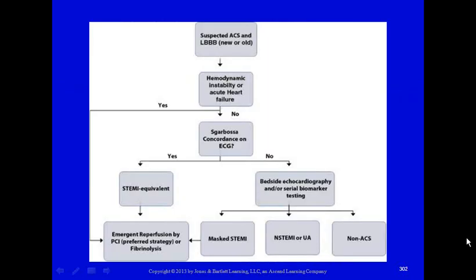And this is the 2013 STEMI guidelines for the treatment of left bundle branch block. If you've got a left bundle branch block and the patient is hemodynamically unstable, in other words, their blood pressure is low and their mental status is altered, you're going to treat that as if it is a STEMI and get them immediately to a cath lab. If they aren't hemodynamically unstable, their blood pressure is good, they're awake and talking to you, you're going to apply Sgarbossa's criteria, and if it's present, then you're going to treat it like a STEMI and get them quickly to a cath lab and call a STEMI alert.